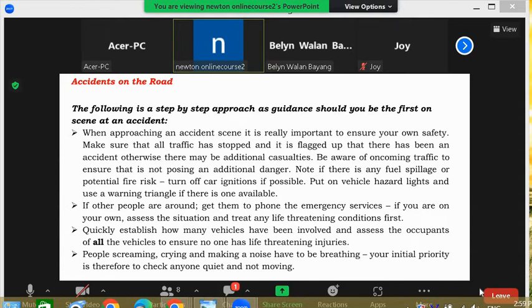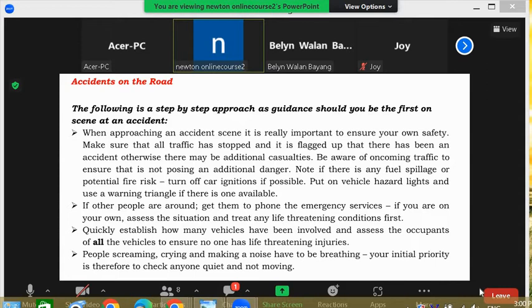So that will be different. First, you have to identify how many vehicles and how many people are affected. Next, you have to check that no one has any other major injuries, only cuts or something similar. So next you have to check that one.